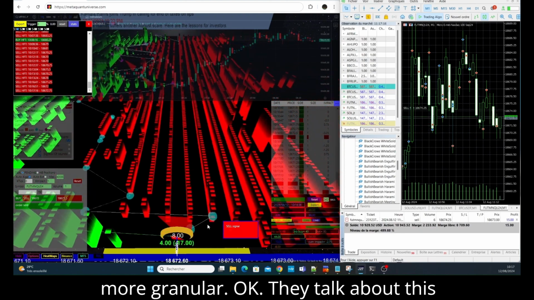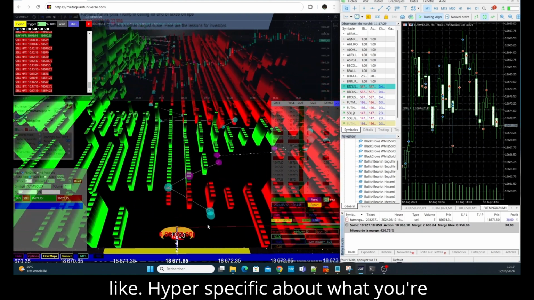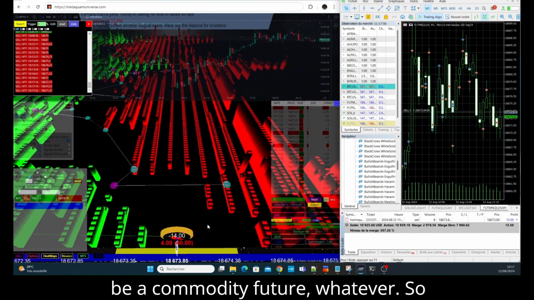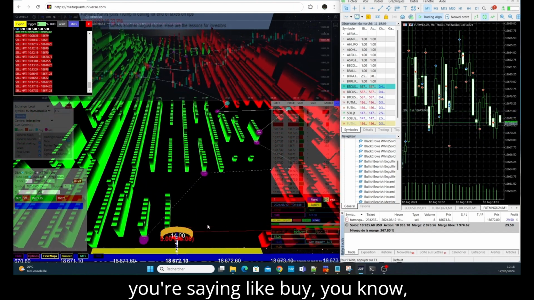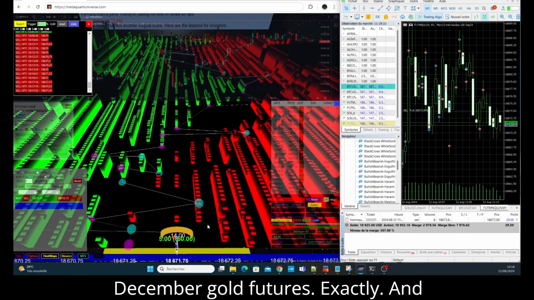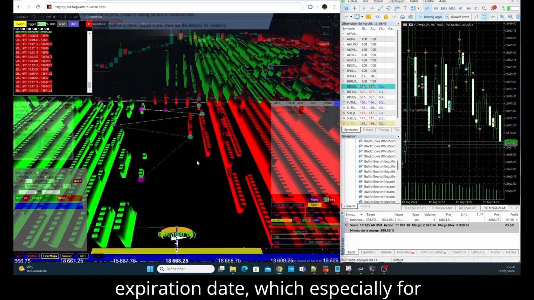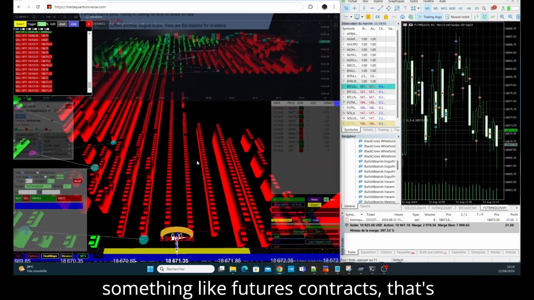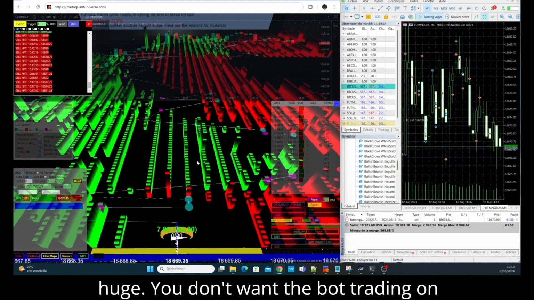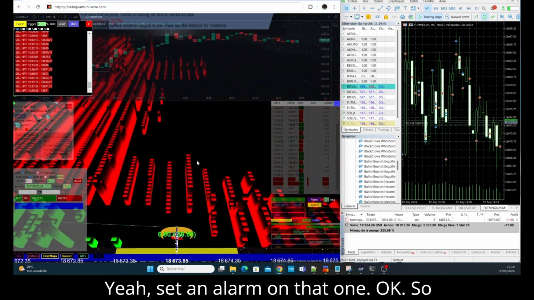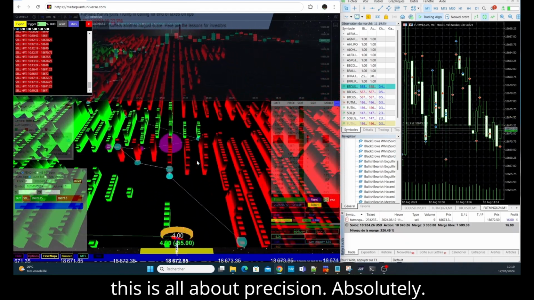Okay. They talk about this symbol setting, and this is where you get hyper-specific about what you're actually trading. Could be a stock, could be a commodity future, whatever. So you're not just saying buy gold. You're saying buy December gold futures. Exactly. And it even mentions setting the expiration date, which especially for something like futures contracts, that's huge. You don't want the bot trading on something that's about to expire. Right. Yeah. Set an alarm on that one. Okay, so this is all about precision.